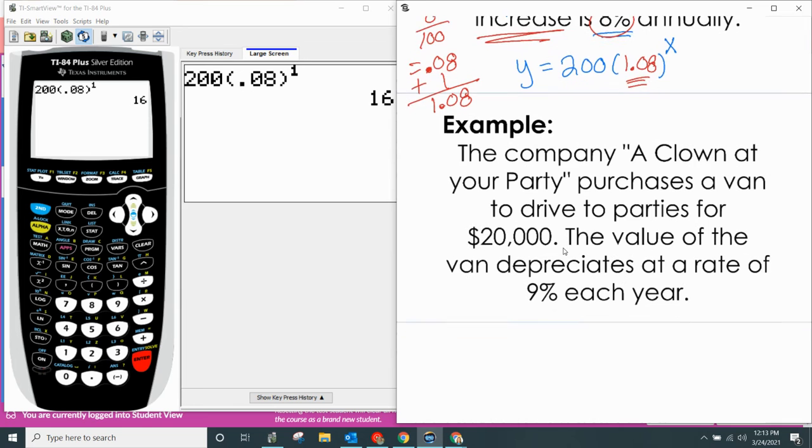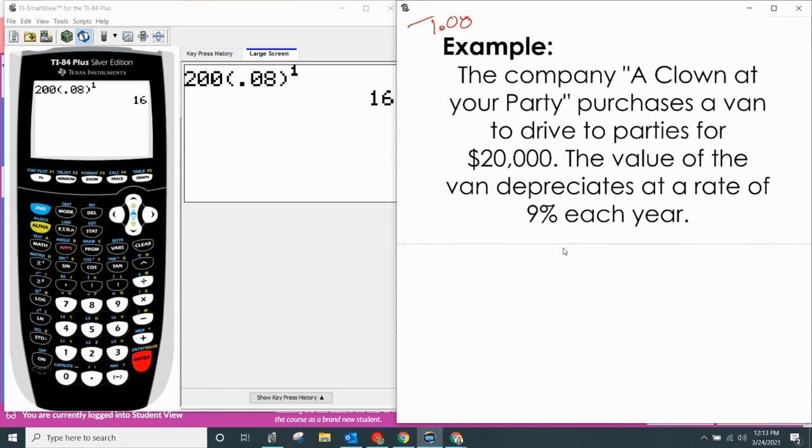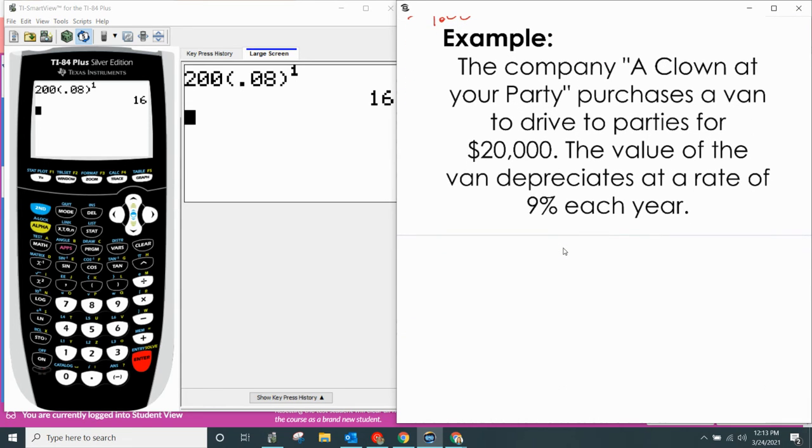Okay, so there's that one. Let's look at another example here. We have a clown at your party. They purchased a van to drive for parties for $20,000. So that's how much the van was worth.